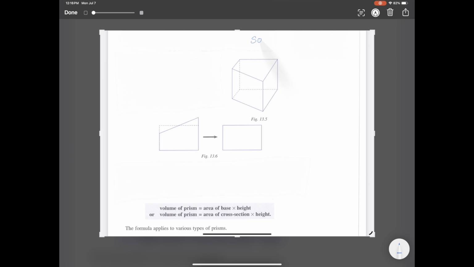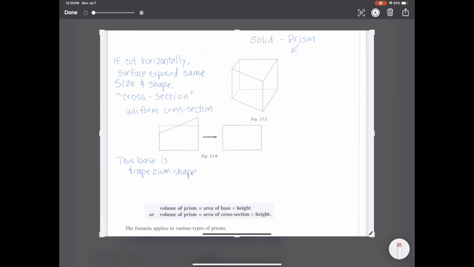The figure on top is a solid and is a prism. If any cut is made through it horizontally, the surface exposed to view is always of the same size and shape. This surface is called the cross-section of the solid. And the solid is said to be of uniform cross-section. Notice that the area of the cross-section is the same as the area of the base. In this case, the base is a trapezium.